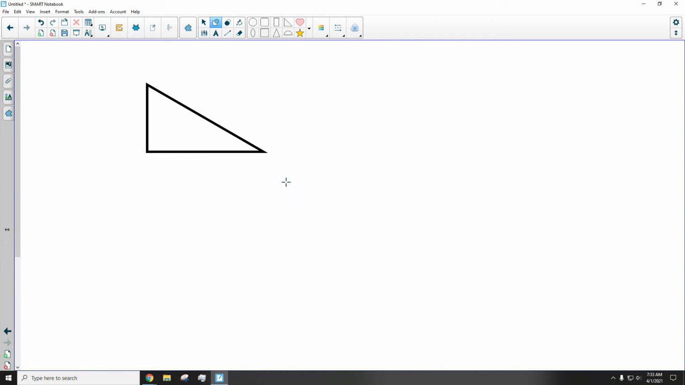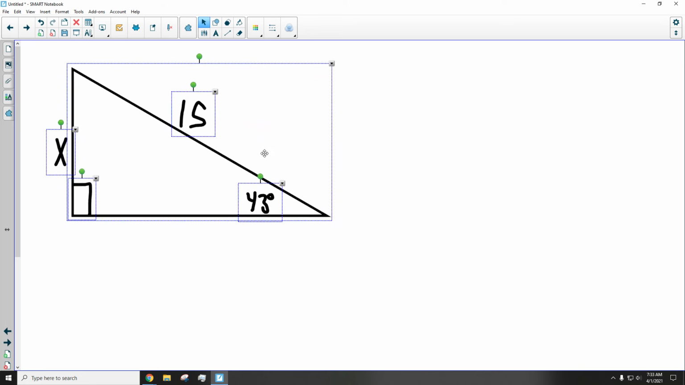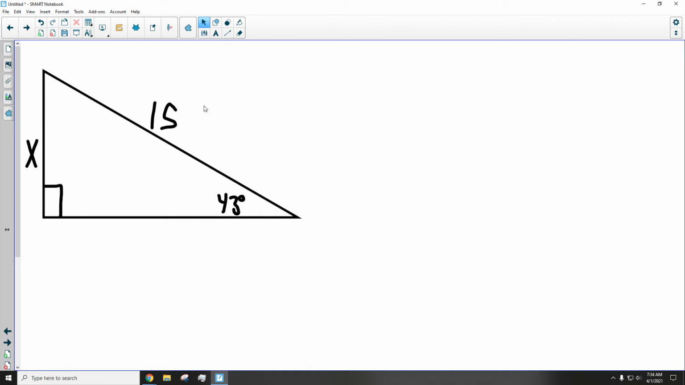Now, when it comes to the side lengths of a triangle, this might be a little bit more challenging. Let's say we have, I don't know, like a 43 degree angle here. We'll do 15 and x. The only reason this is more challenging is because you have more steps sometimes. I'm going to go ahead and list this here.